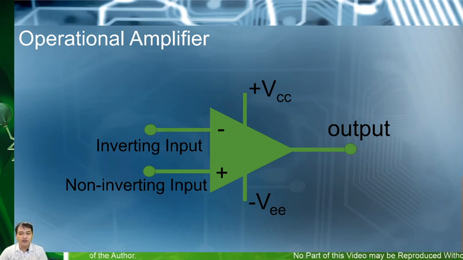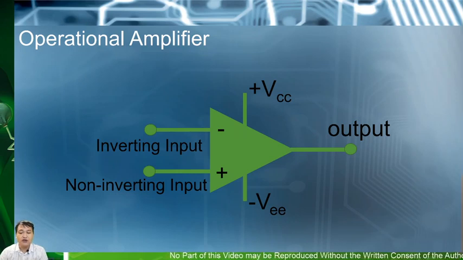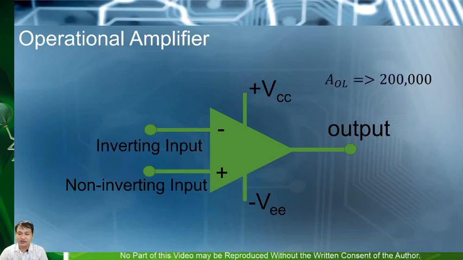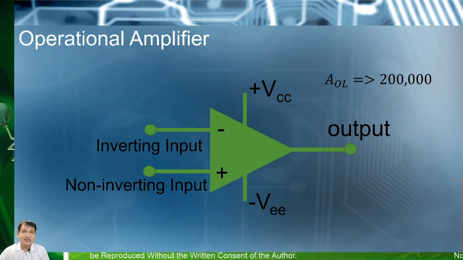So when we talk about the op-amp, it has some characteristics that we must keep in mind. One is that the op-amp has a high gain, typically more than 200,000 for an open-loop configuration of the op-amp. So this one is an open-loop configuration.